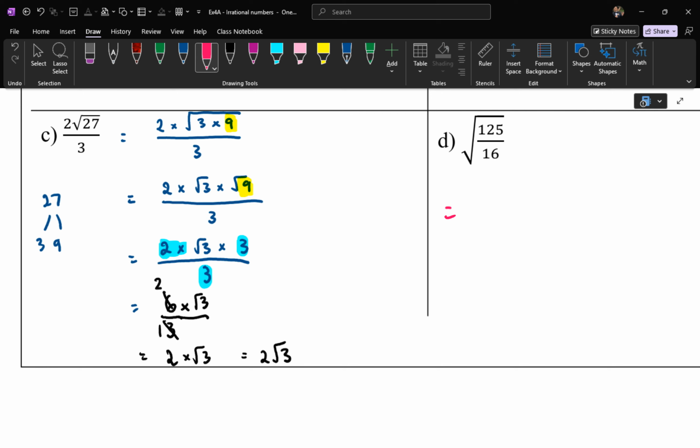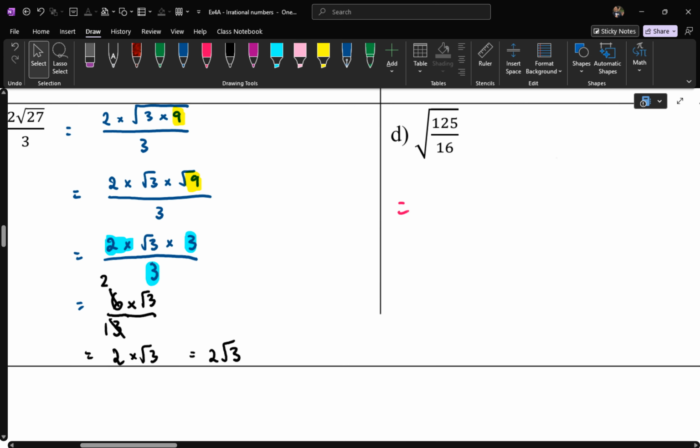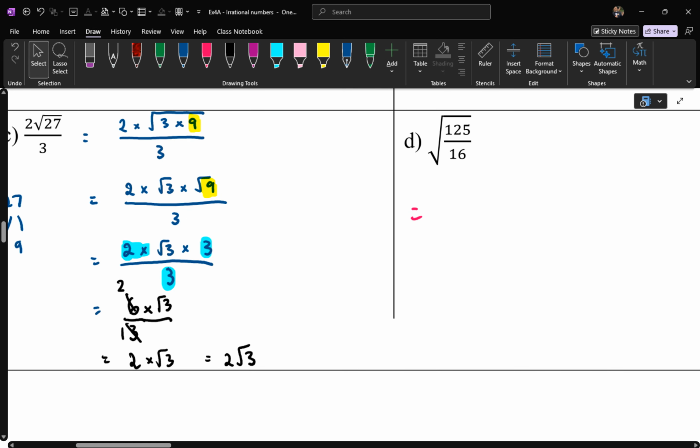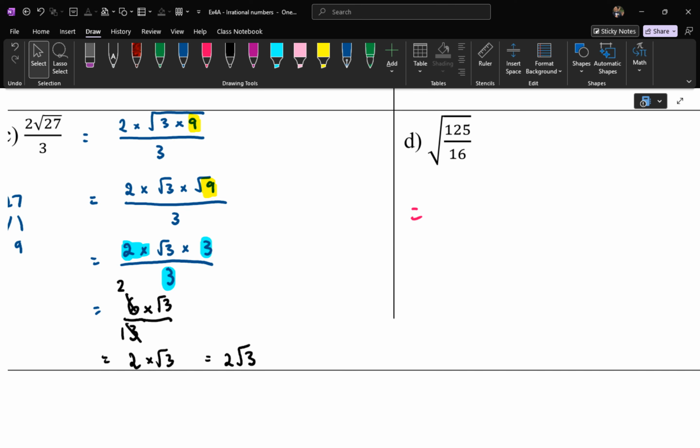All right? D. Same concept. So if rule number 2 works, then rule number 3 has to work as well, because division and multiplication are linked to each other. So here we go. Root of 125 over root of 16. Anyone know? 25 times 5. Very good. So what you see here is rule number 3 says you can split this up into root of 125 divided by root of 16 separately. So if you can multiply them separately, you can divide them separately.